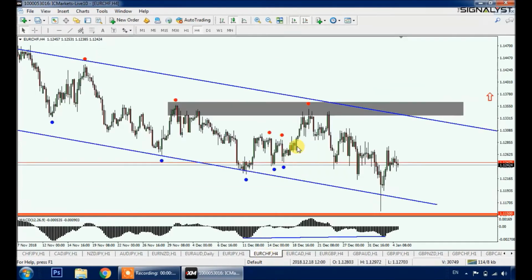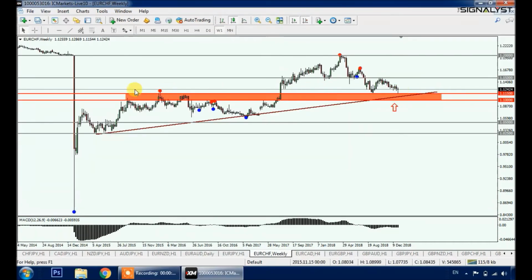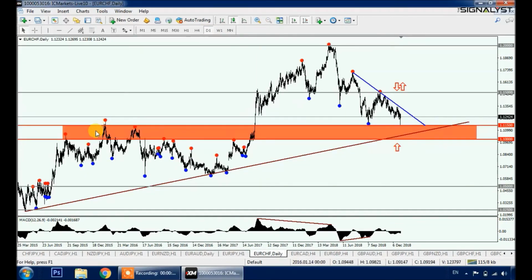Euro CHF, we have a big rejection candle on weekly time frame as well. I've been waiting for this one to get to this red area here, found objectively on daily time frame. As you can see, 1, 2, 3, 4, 5, a very strong zone.